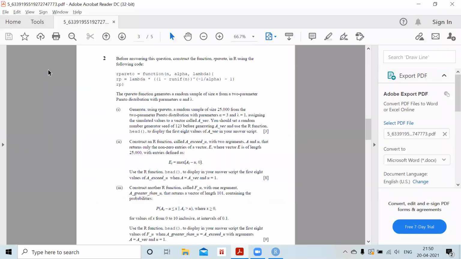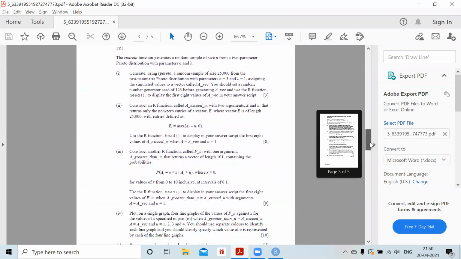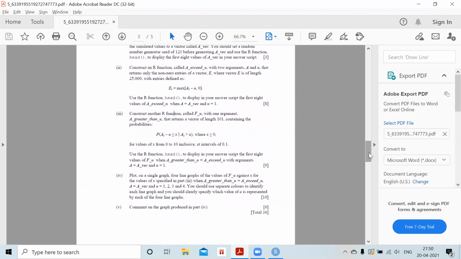Coming to the next part, it says construct another R function called fu with one argument, a greater than u, that returns a vector of length 101 containing the probabilities. Probability that A_i minus u is less than or equal to x, given A_i greater than u, where x is greater than 0, for values of x from 0 to 10 inclusive at intervals of 0.1. And again, they've asked you to display the first 8 values.